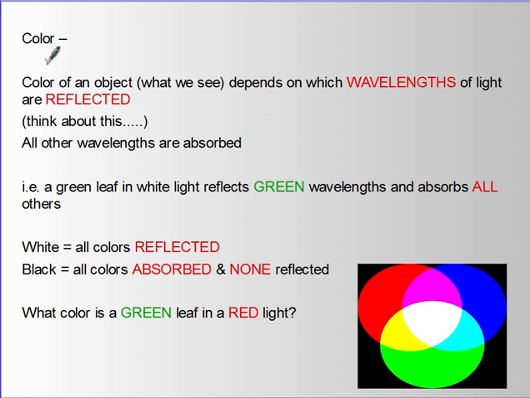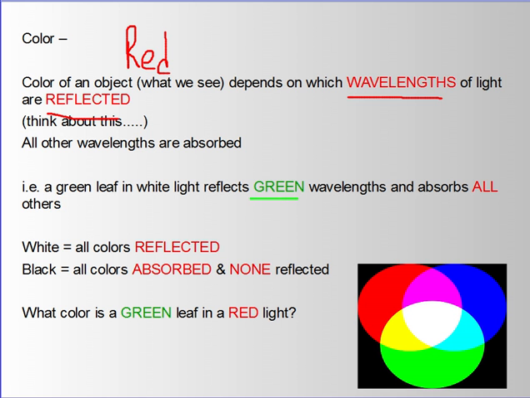Now, color is very fascinating. The color of an object just depends upon the wavelengths of light that are reflected. So your red shirt reflects red wavelengths, and all of the other wavelengths are absorbed. So my red pen here reflects red. Everything else is absorbed. And a green leaf in white light reflects green, while all of the other colors are absorbed.